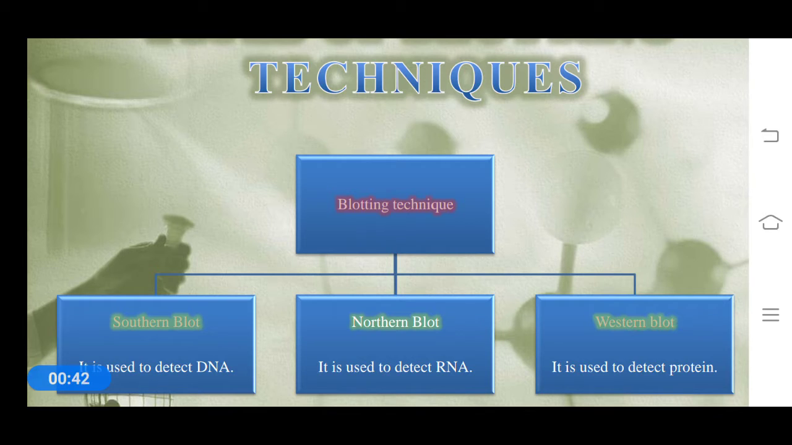Before going to western blot, let's see the differences between southern blotting and northern blotting, and then we'll move to the western blotting technique. Firstly, southern blotting is for the detection of DNA, northern blotting is for the detection of RNA, and western blotting is for the detection of protein.